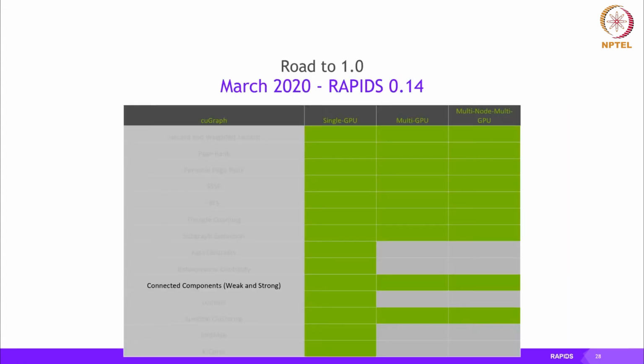And again, there are various kinds of algorithms available. Sorry for the font, which may not be visible to you, but it highlights various kinds of algorithms used in graph analytics, like page ranking, breadth first search, and spectral clustering, and various other kinds of methods. And there is support for some of them on single GPU, some of them are supported on multi GPU within the same node, and some of them are also supported on multi GPU, multi node.